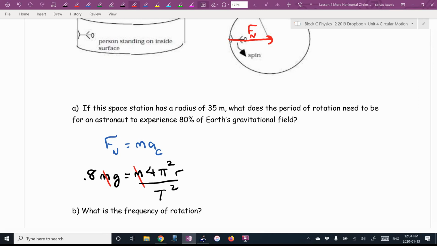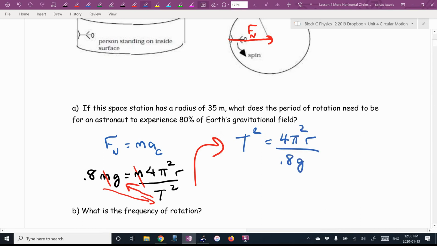What did you say this wanted us to find? How would I get the T by itself? Well, it's on the bottom. I think I would multiply it to the top over there. I think I would divide the 0.8g down, and that would give me this. T squared equals 4 pi squared r over 0.8g. And then how do I get rid of a squared? Yep. This is how many seconds it should take this space station to rotate around once.